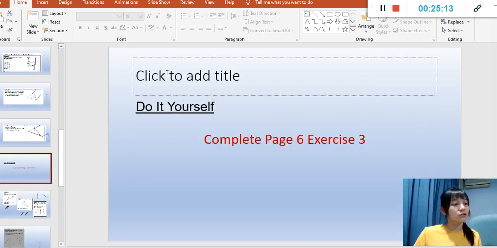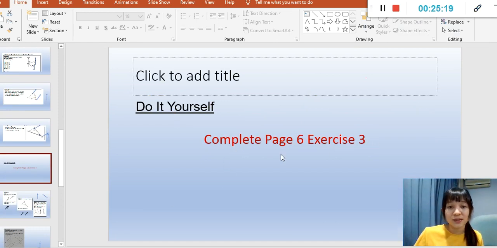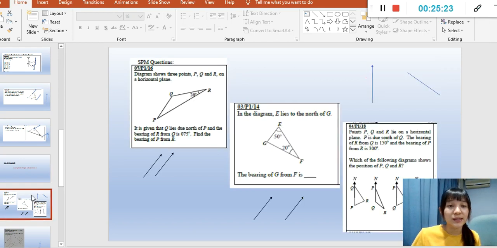Do it yourself. I gave you three examples here. You have to try to complete exercise three on page six yourself. I'm going to give you the answer in the next lesson. After you finish page six, you flip to page seven.